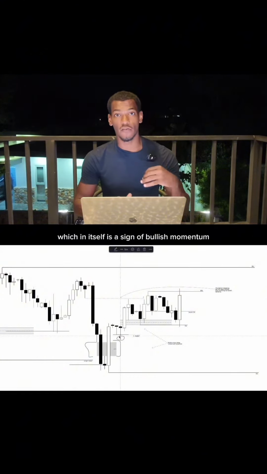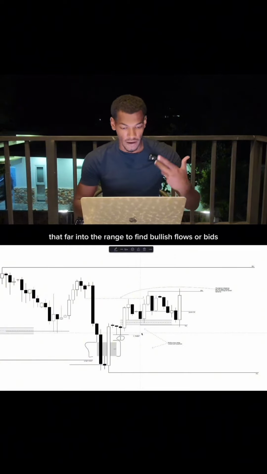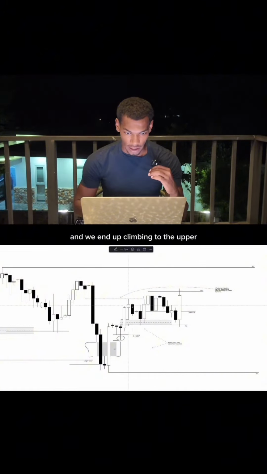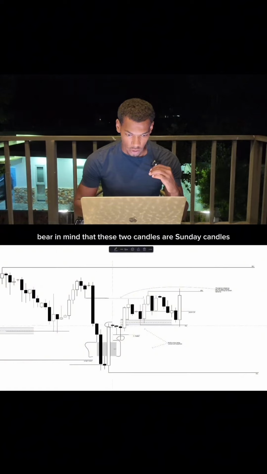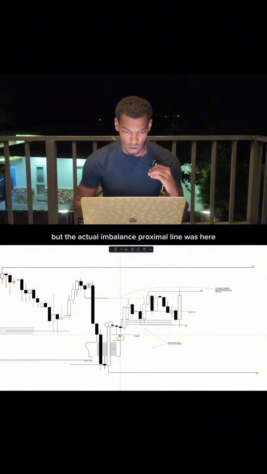which in itself is a sign of bullish momentum because we don't have to seek that far into the range to find bullish flows or bids. Then from that, we end up leaving another imbalance behind, and we end up climbing to the upper end of this imbalance over here. Bear in mind that these two candles are Sunday candles, right, due to the feed that we're using here, but the actual imbalance proximal line was here.